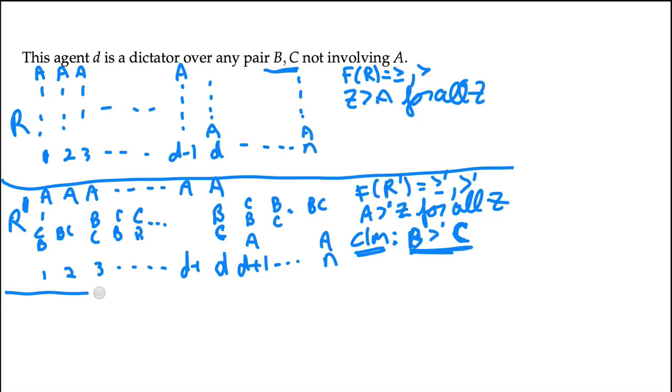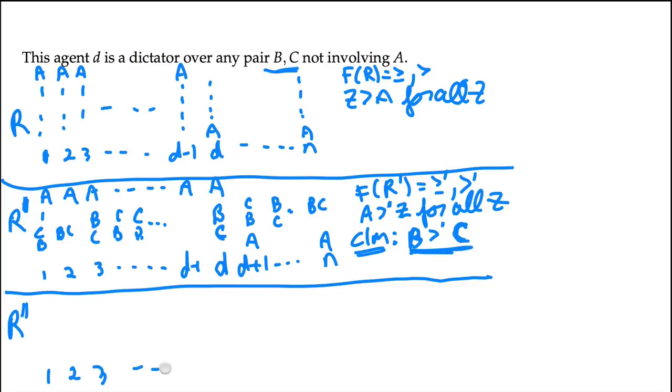Well, we're again going to move to a completely different profile. We're going to move to this profile R double prime. And R double prime is going to look exactly the same as R prime. So voters 1, 2, 3 up to D plus 1, they all rank A and C and B in the exact same position. So voter 2 has B and C tied, voter 3 has A and then B above C. These voters all have C above B, and A is still ranked in the extreme position. So, this is D minus 1.